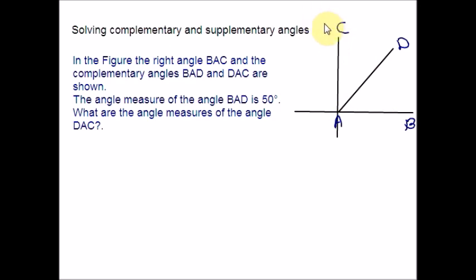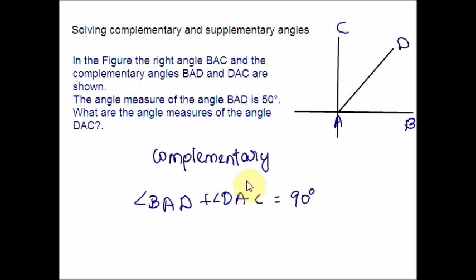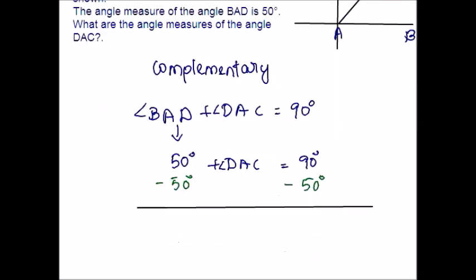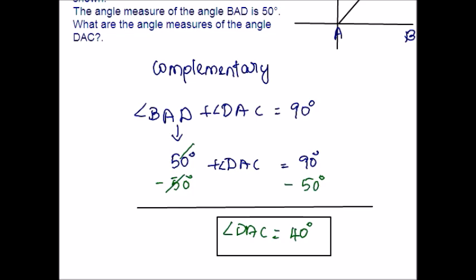Since the angles BAD and DAC are complementary, their sum is the right angle, which is nothing but 90 degrees. Am I right? So this is by definition. Now let us find the angle measure of the angle DAC, where BAD is 50 degrees. Subtract 50 degrees from both the sides. So we will get, therefore, the angle measure of the angle DAC is 40 degrees. Hope you are clear with this example.